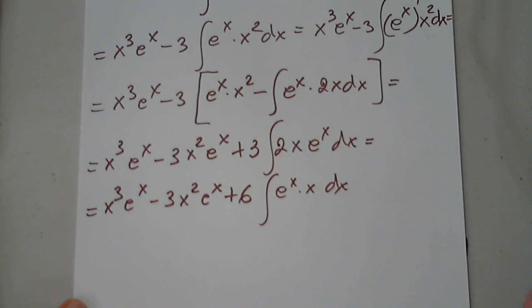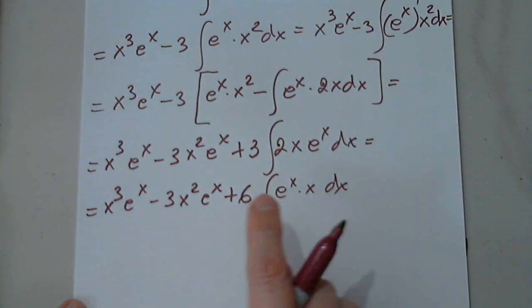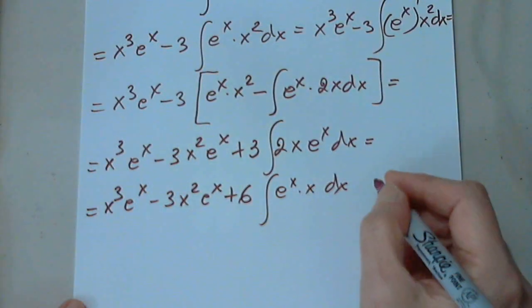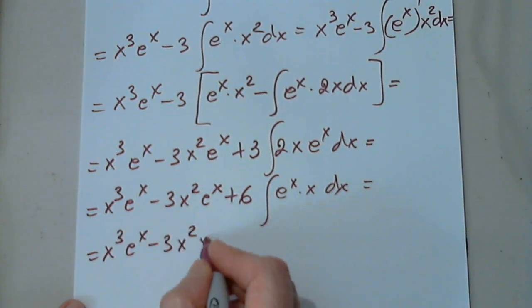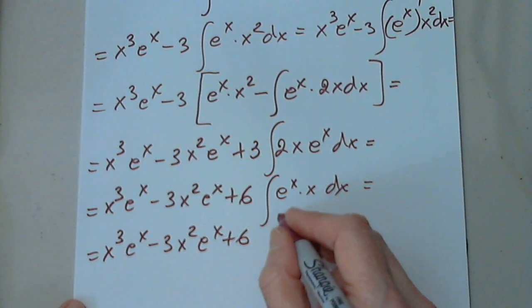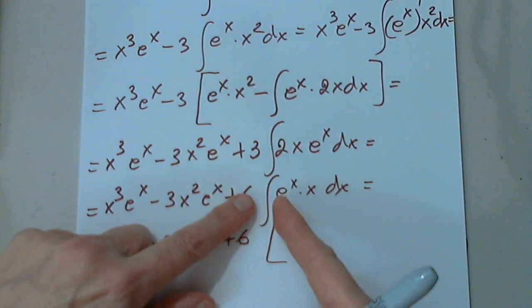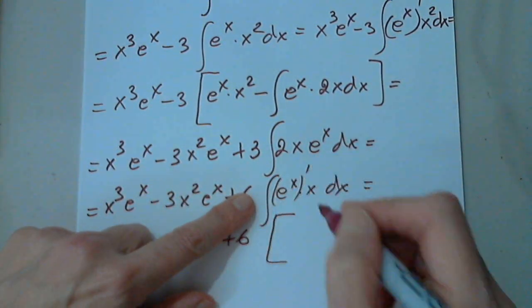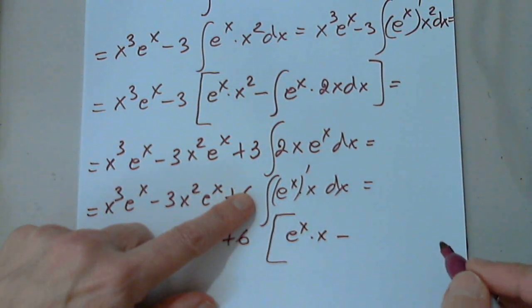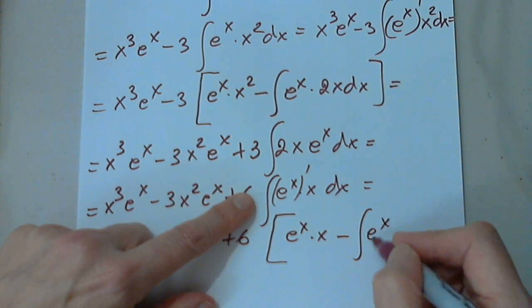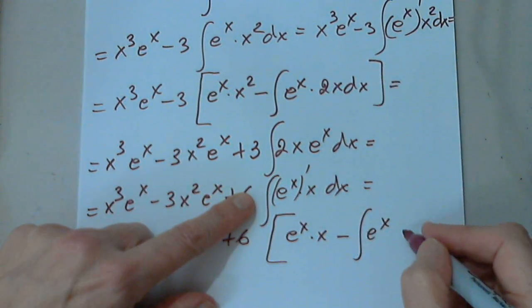Okay, final step then. All I have to do is apply integration by parts one more time. x to the third e to the x minus 3x squared e to the x plus 6, fg minus the integral from e to the x, but x prime, which now is 1. Finally.